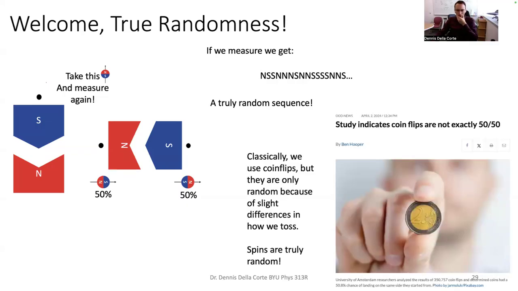Well, is it truly random? So what if I take a coin and I throw it up in the air? Will it land with heads and tails totally random? Can I just create a random sequence that way?